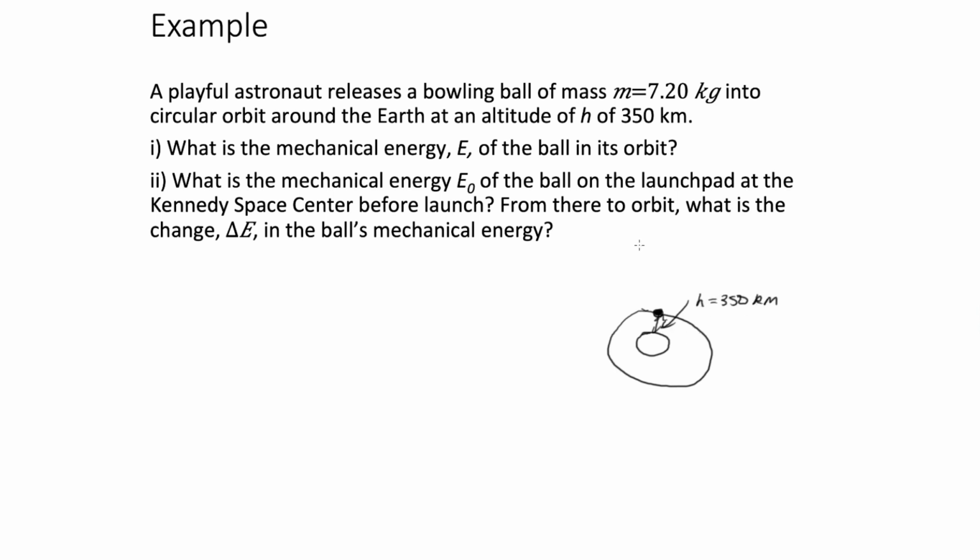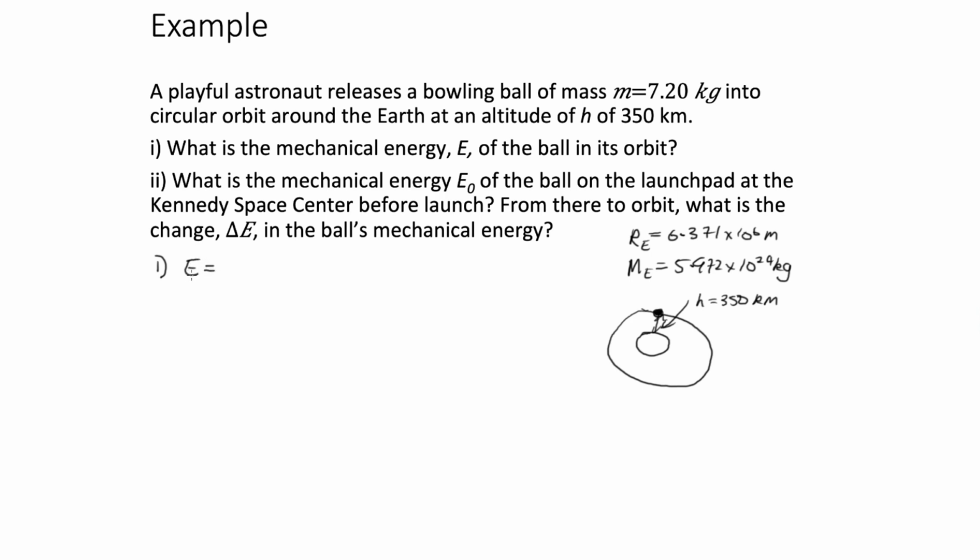And some other useful data which we can get off the data sheet is that the radius of the Earth is equal to 6.371 times 10 to the 6 meters. So this radius should be much greater than this height here. And the mass of the Earth is equal to 5.972 times 10 to the 24 kilograms. So then in the first part of this question, we're asked, what is the mechanical energy E of the ball in its orbit? So this part is not too hard, though it is a little bit tedious.